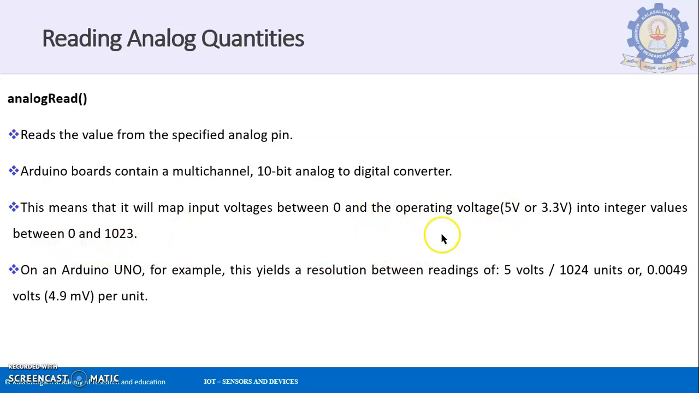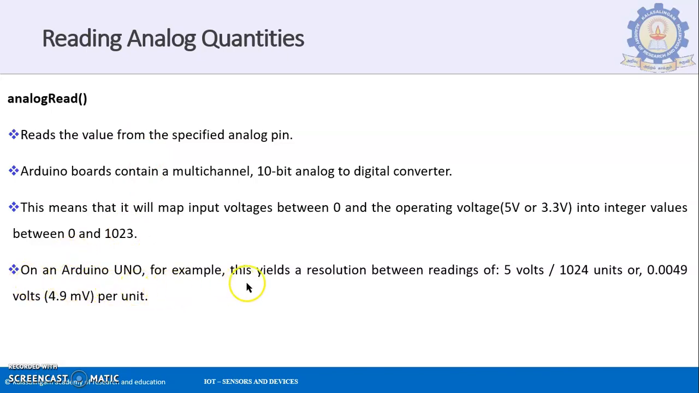So this 0 to 5 volt or 0 to 3.3 volt range is mapped accordingly to the range 0 to 1023. So what is happening from the real world? If I get a value of 1023, it means that it is either 5 volts or 3.3 volts. If I'm getting a value of 0, it means that it is 0 volts. Half of this value could be half of the power supply voltage. That is how they are mapping the values of digital and analog signals using this analog read.